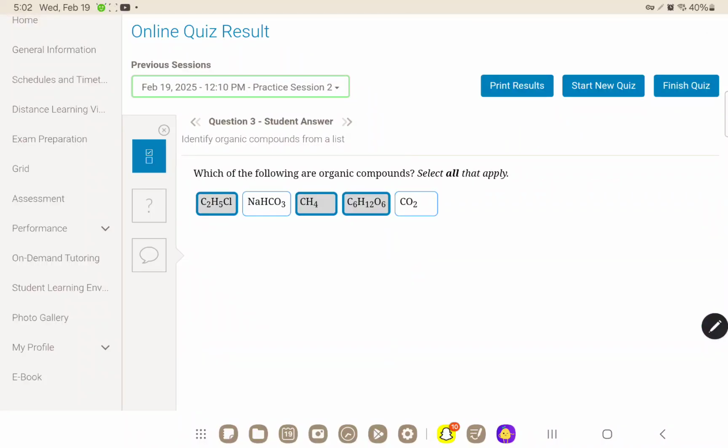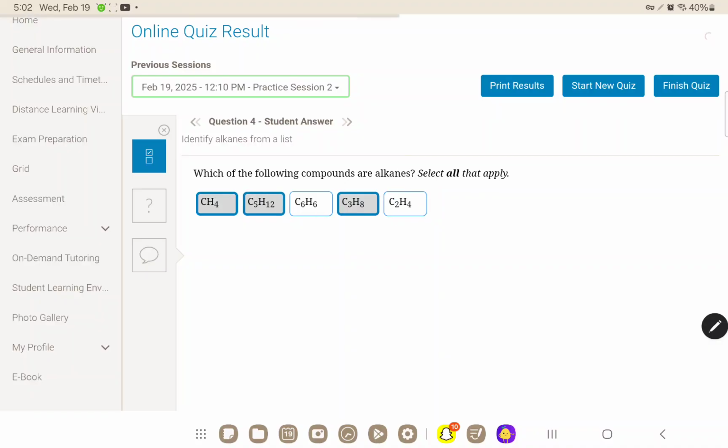Which of the following are organic compounds? Whenever you see the word organic compound, it means one thing: anything that has C and H. CHCl does not have, it has H but not C. CH4, C6H12O6, but not CO2, because CO2 is a gas and it's not really an organic compound. It is a compound but it's not an organic one.